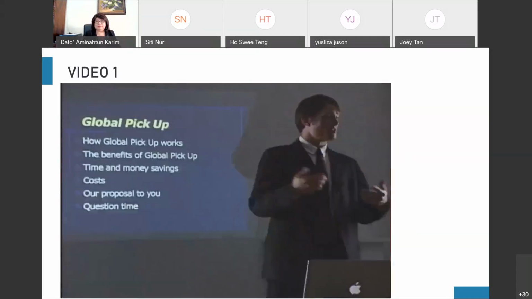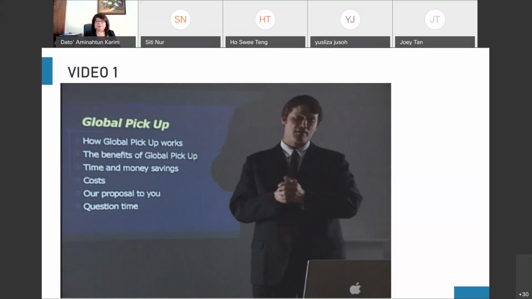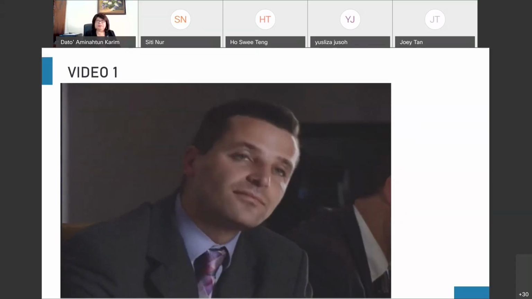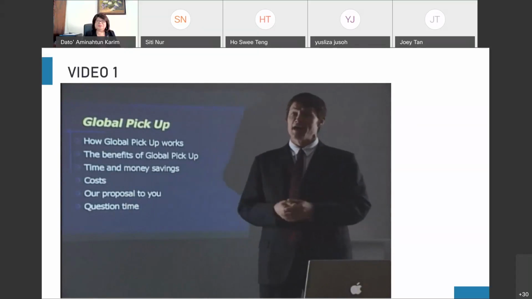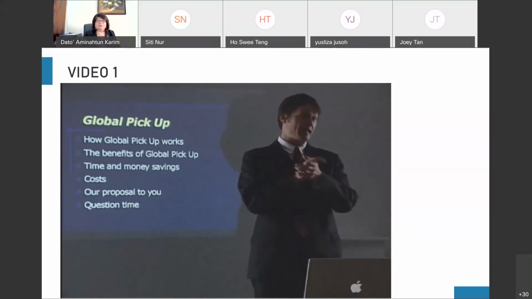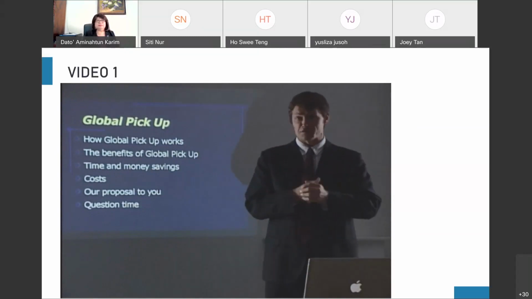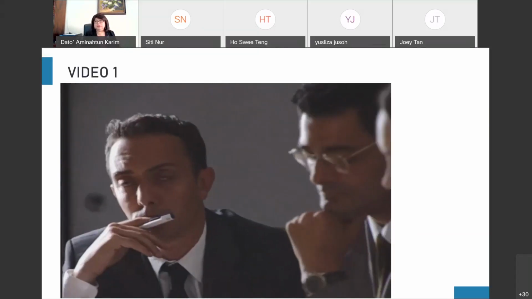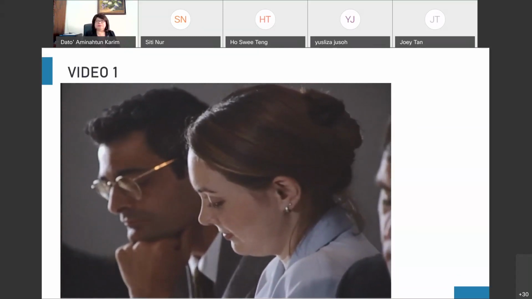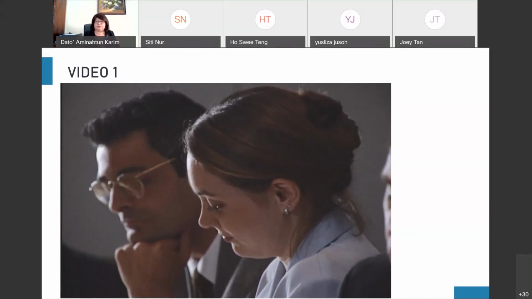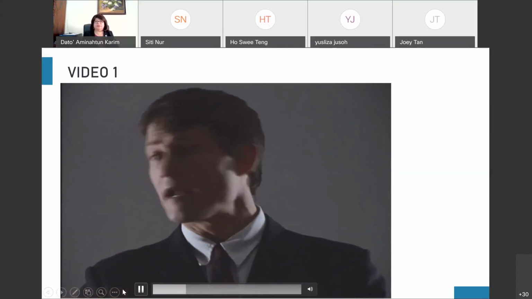Just to give you some idea of the structure of the presentation today, firstly I'm going to take you through how Global Pickup works, then the benefits of Global Pickup, then the time and money savings that will accrue from that, the most important part for you, I guess, which is costs, then look at a discounted proposal that we put together for you, and then, as I said earlier, we'll do some questions at the end. So firstly, Global Pickup, how does it work? Well, what it allows you to do is to access your email with a local number from anywhere in the world.